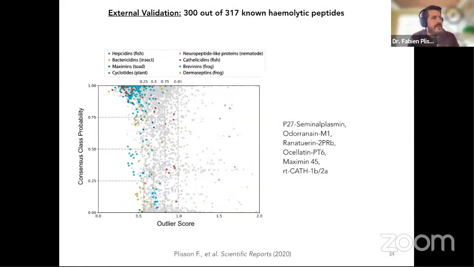And so we also applied that to different families, including peptides that are reported for hemolytic activity. Here you get different families reported with those values. Basically we were able to predict 300 out of 317 hemolytic peptides correctly as hemolytic. So 95% correct.